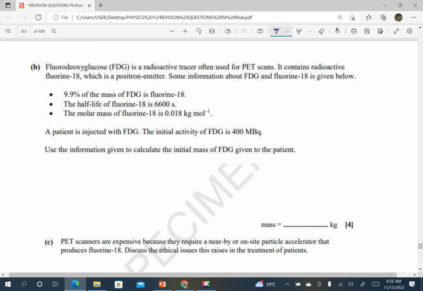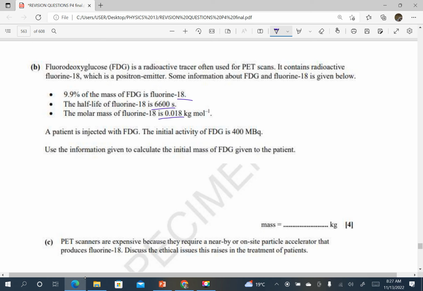Fluorodeoxyglucose is a radioactive tracer often used for PET scans. It contains radioactive fluorine-18, which is a positron emitter. Some information about FDG and fluorine-18 is given here. So they have given us that 9.9% of the mass of FDG is fluorine. The half-life is 6600 seconds, and the molar mass of fluorine is given as that.